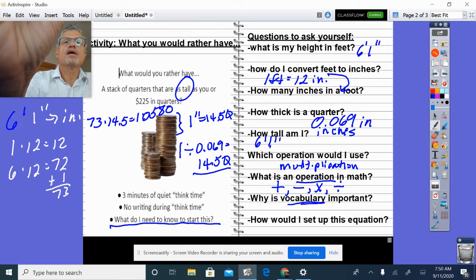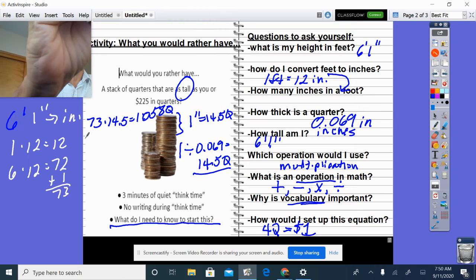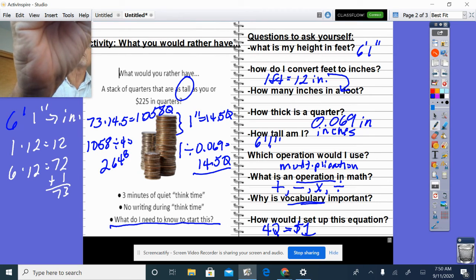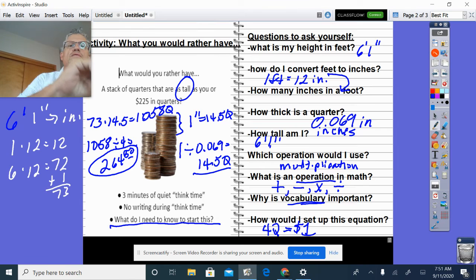Now, before you get too excited there, remember there are 4 quarters. 4 quarters equal $1. Well, I have to then divide by 4, and that would give me $264.50. So that's what they were asking me for.